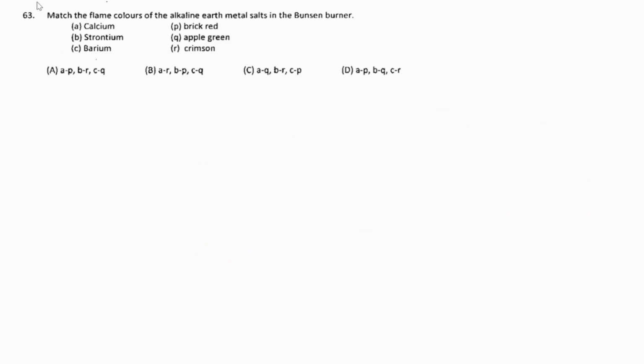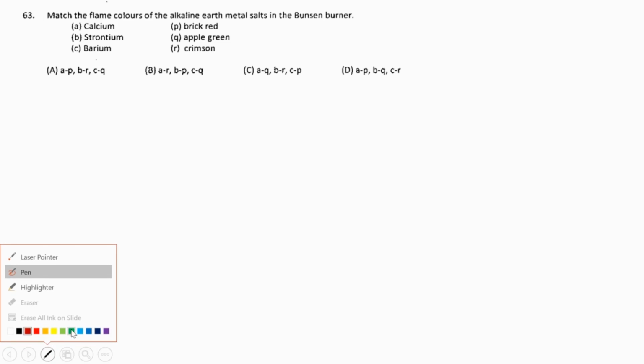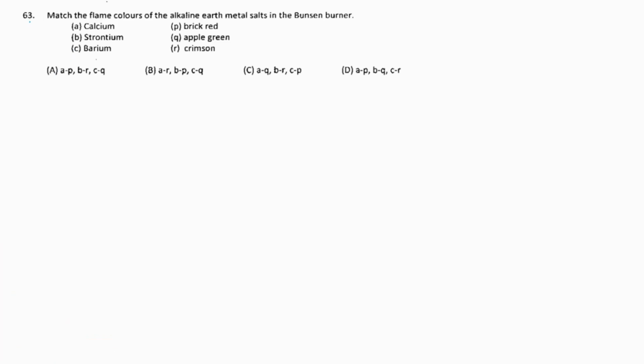Now this question is a very straightforward question from your NCERT. That is the beauty of that paper, that there are many questions which you can do directly if you just read the NCERT. The answer is very simple. I need to say the flame colors. For calcium, we know it is brick red. In the Bunsen burner, calcium burns with a brick red color.